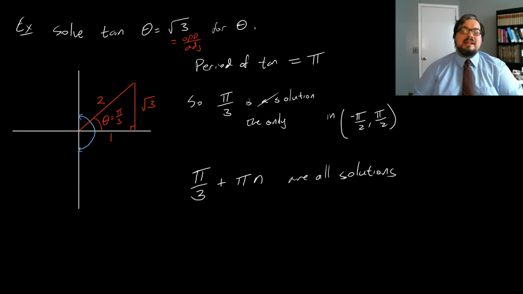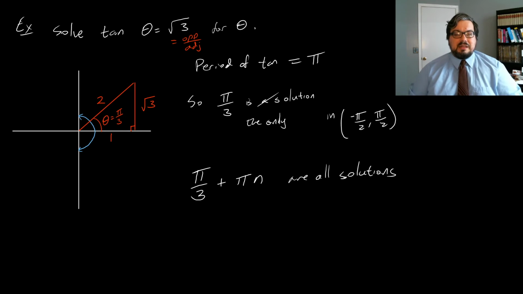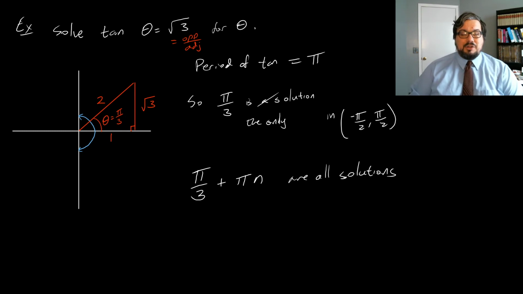And the reason why we can add just pi here is because pi is the period of tangent, which means that if tangent of theta equals square root of 3, then tangent of theta plus pi will also have to be square root of 3, tangent of theta plus 6 pi will also have to be the square root of 3, and so forth and so on. If you add or subtract pi any number of times to theta, that doesn't change what tangent of theta is. So if pi over 3 is a solution, then pi over 3 plus pi n are also all solutions. And in fact, they are all of the solutions.